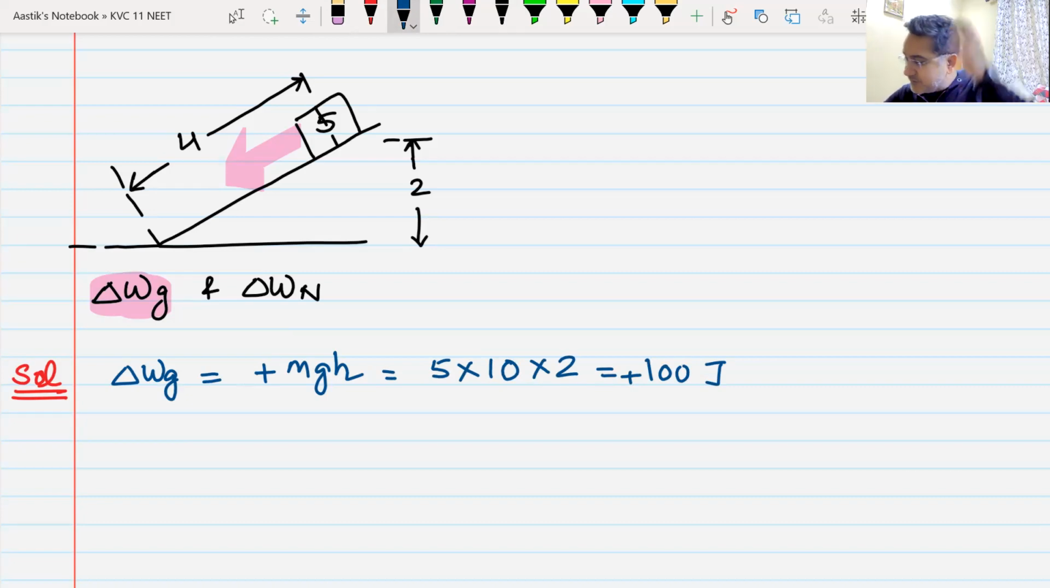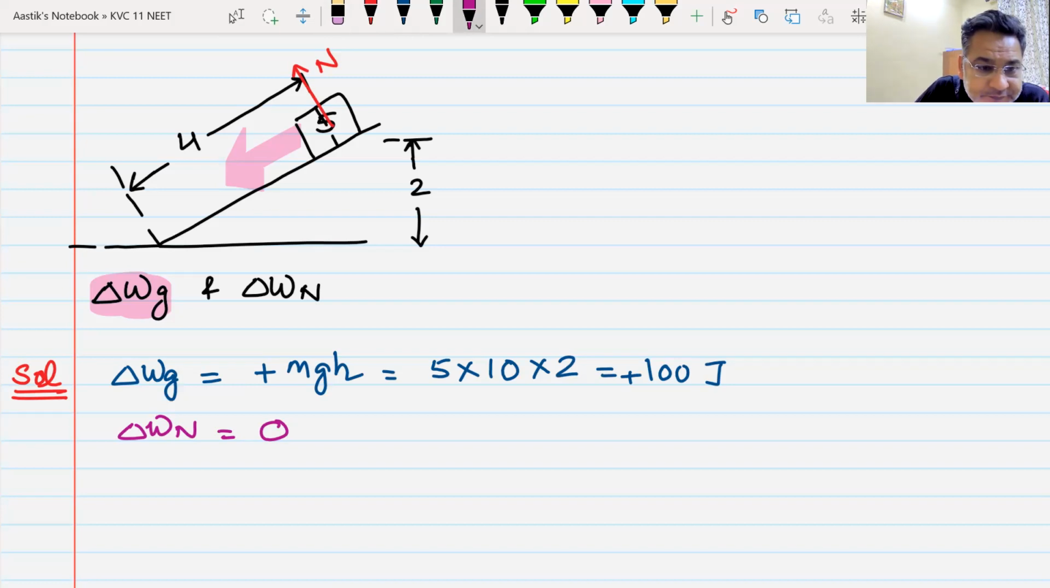What about the work done by the normal reaction? 0. See, whatever happens, the normal reaction will always be perpendicular to the floor and the displacement would always be parallel to the floor. The angle between normal reaction and displacement is always going to be 90 degrees. So this answer will remain 0. Do we understand this? Yes or no? Yes, sir. Everyone understands this? Okay, good. Let me give you one more.